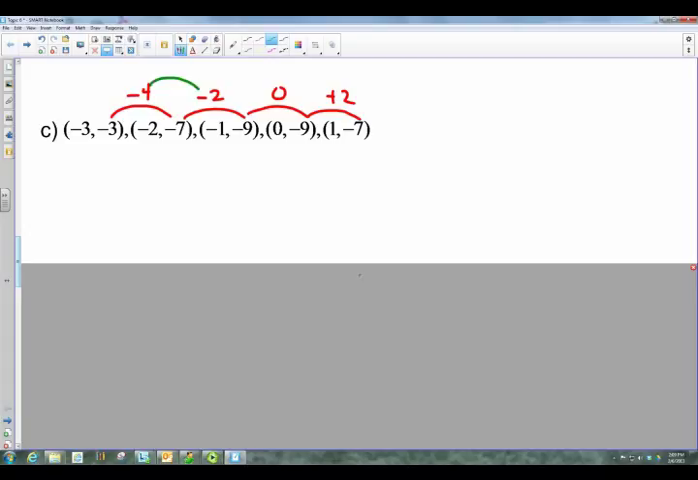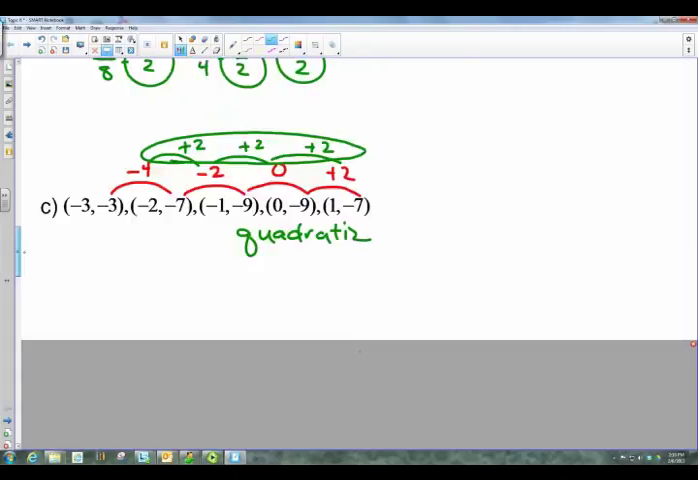But now let's look at the second difference. From -4 to -2, I'm adding 2. From -2 to 0, I'm adding 2. From 0 to 2, I'm adding 2. And since the second difference is the same, that means this thing is a quadratic, and that's how we classify it. So that's how you're going to determine these.